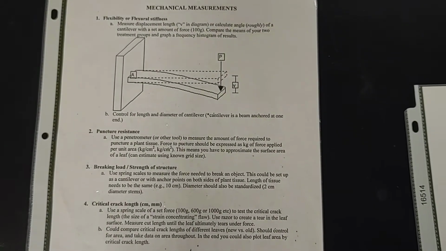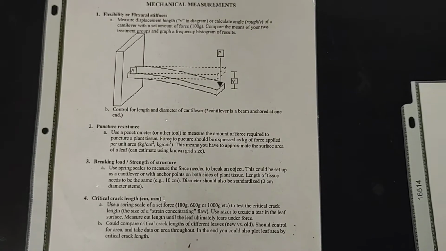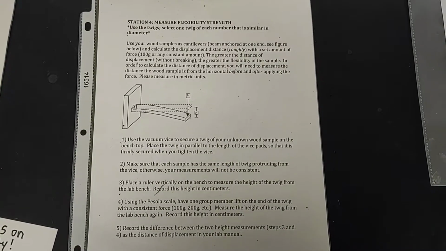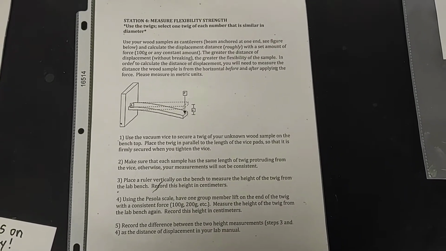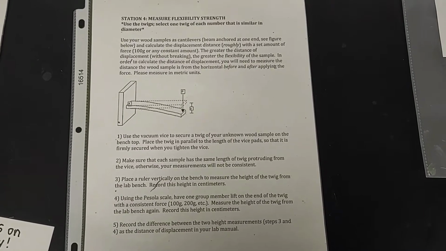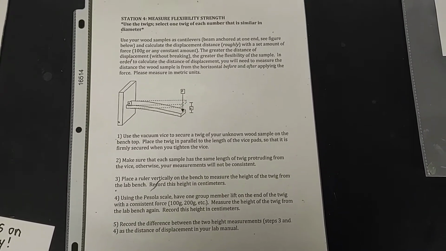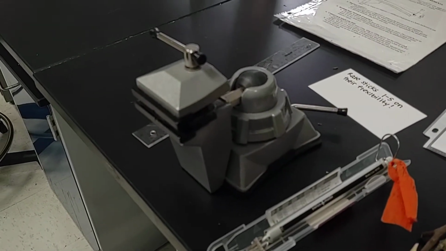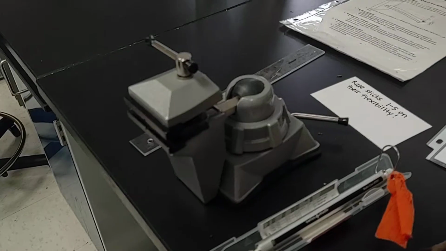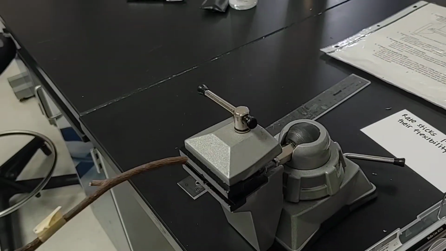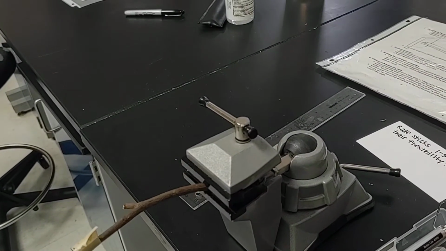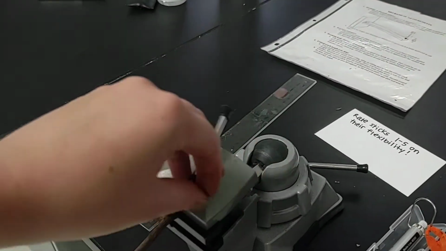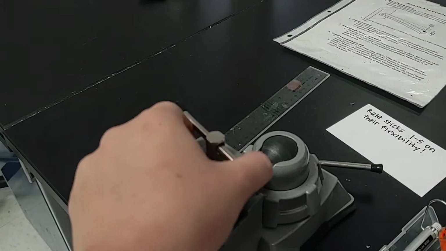These stations are meant to test the flexibility of your different samples. Here are some more instructions regarding the materials you need and the instructions for measuring flexibility. We have a clamp here, and essentially we were clamping sticks like these. Clamp one of these in until it's tight.